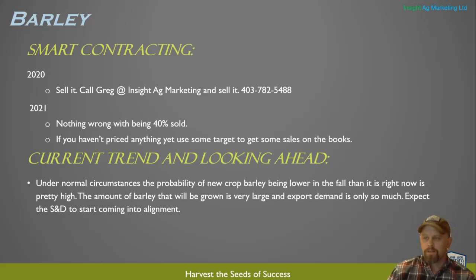And so the current trend and looking ahead, under normal circumstances, the probability of new crop barley being lower in the fall than it is right now is pretty high. The amount of barley that will be grown is very large, and export demand is only so much. Now, I don't know how much export demand is on there already. I have some inklings, and it's very high.